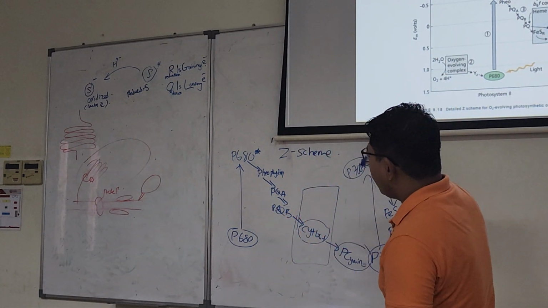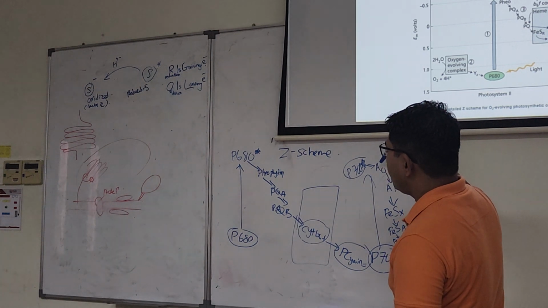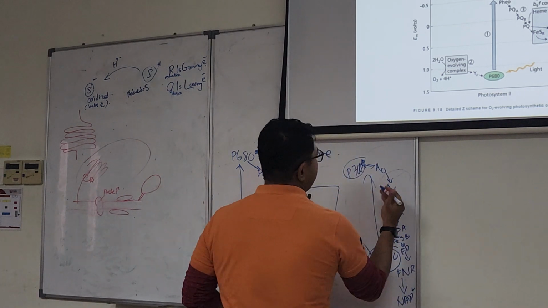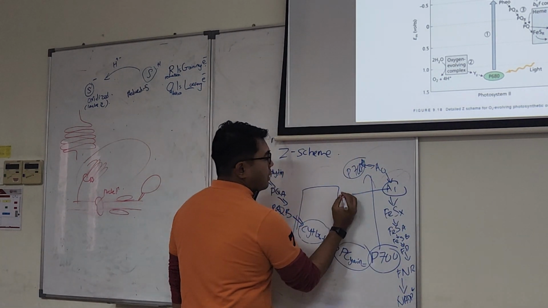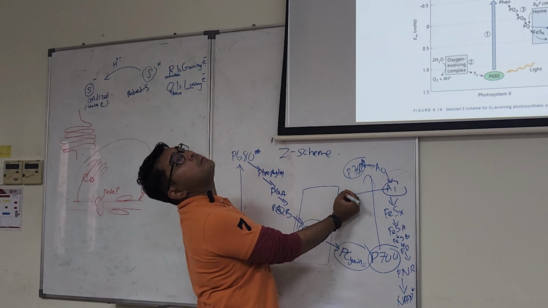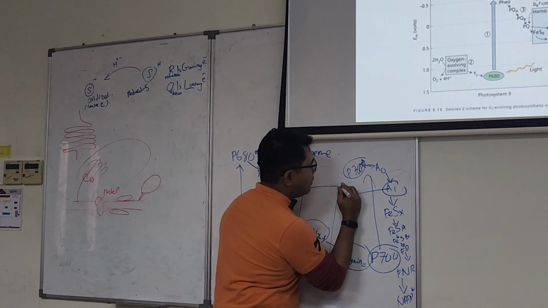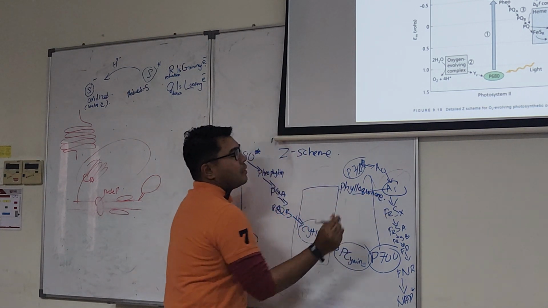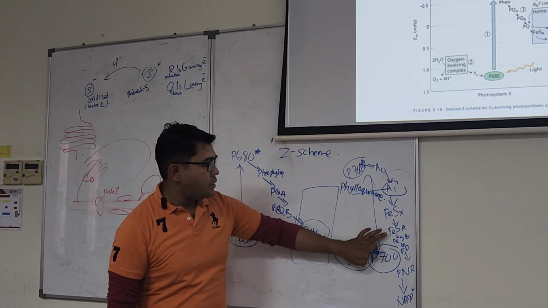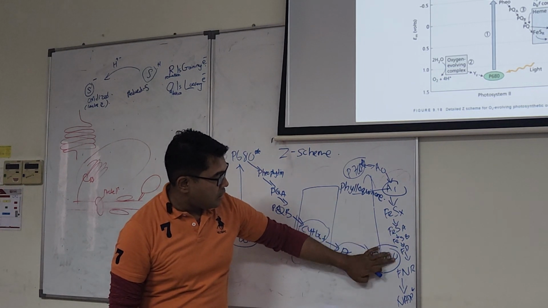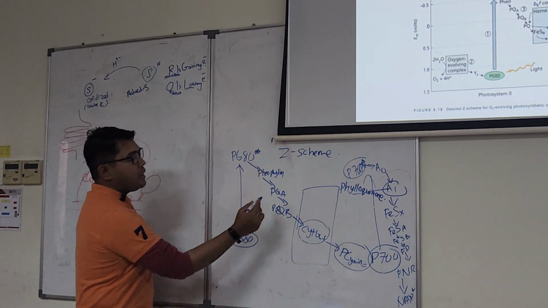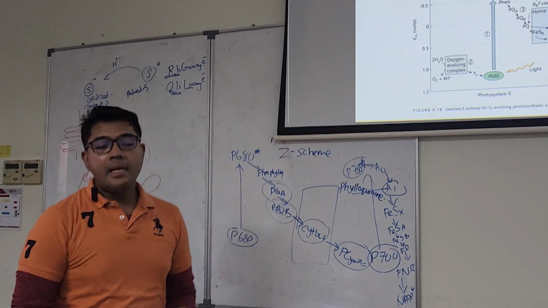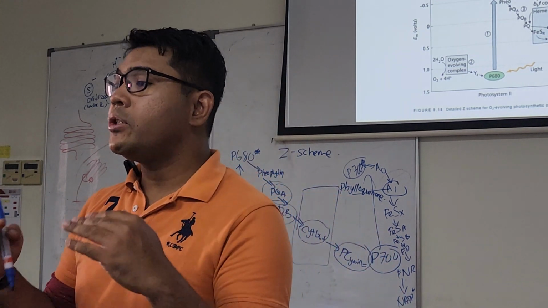Okay, then P700 gets excited, passes down to chlorophyll A, and oh, by the way, A1 got a name actually. The name here is, let me see, can I remember that? Wikipedia, please. Phylloquinone. Transfer to iron sulfur X, iron sulfur A, iron sulfur B. Sometimes you will see it in the form of plastoquinone A, plastoquinone B. That is simply the reduction state of it.